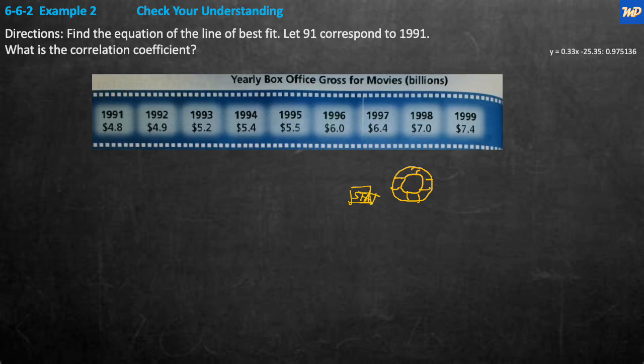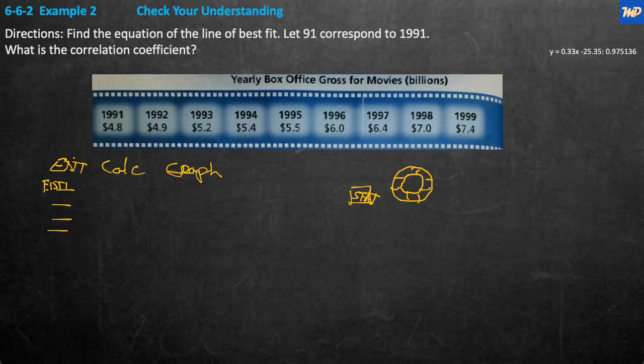So push the stat key, and when you push the stat key, you're going to get a menu that's going to come up. I think it's going to say edit, and maybe calc and maybe graph, possibly. But all we care about is edit and calc. Hit the edit button, and then it's going to pop up with some menu items, and the one you want is probably the first one, and it's called edit.